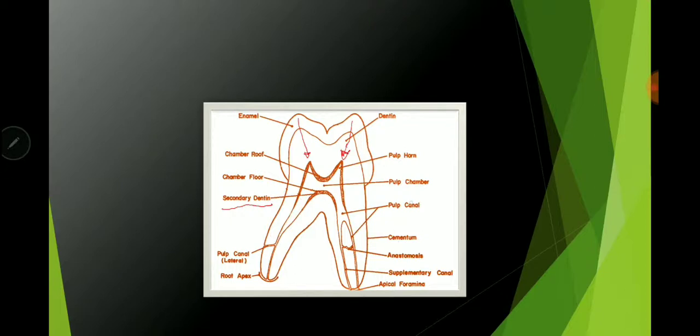And of course, you have a pulp canal, and you have accessory canals. You have one accessory canal here and 2 accessory canals, and then you have 2 accessory canals joining. That's called anastomosis. And then of course you have a supplementary canal.